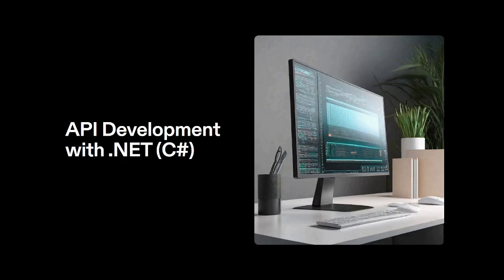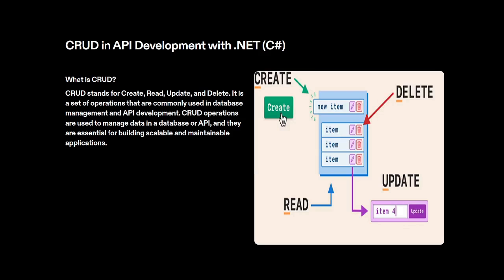So in this tutorial, we'll be looking at developing an API using C#.NET Framework, right? It comprises just four operations with an acronym CRUD, which stands for create, read, update, and delete. Create simply means add a new item to the table or to your database.